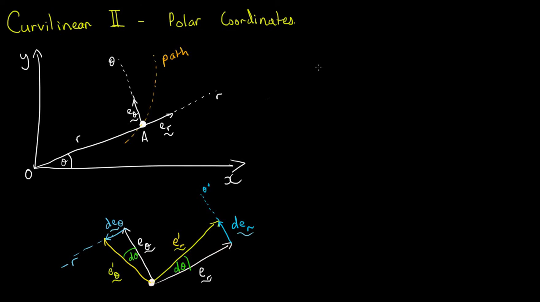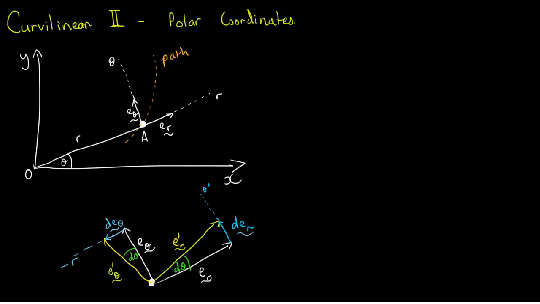Hello everyone, this is video number 2 of 3 on curvilinear motion, and in this one we're going to talk about polar coordinates. If we have a particle that's moving along the path here, highlighted in orange, I defined axes such that the distance from the origin to the particle is r, and the angle between the line joining the origin and the particle and the x-axis is theta.